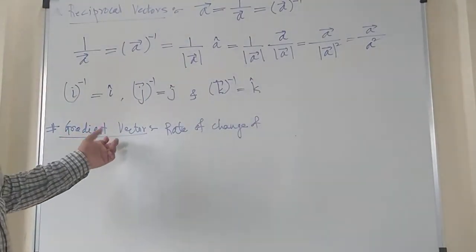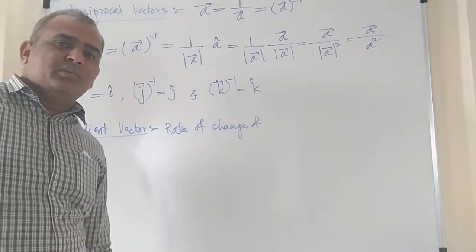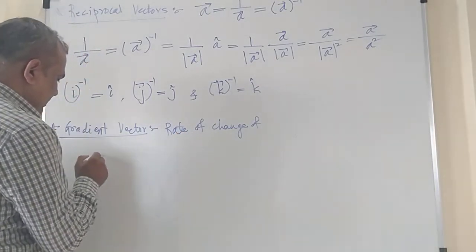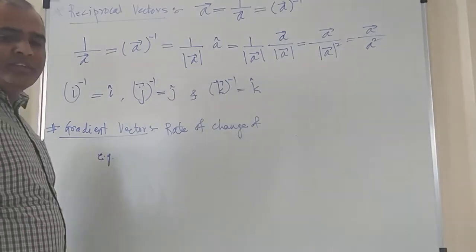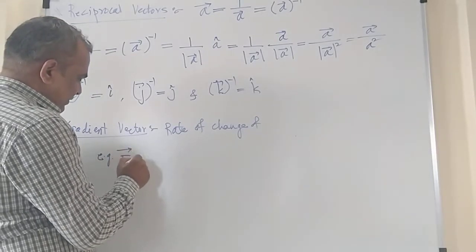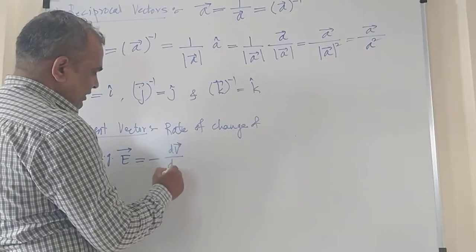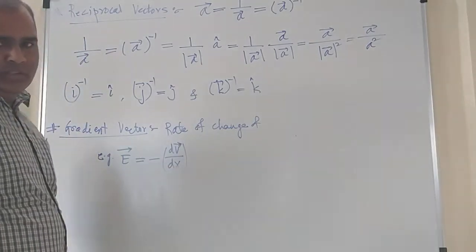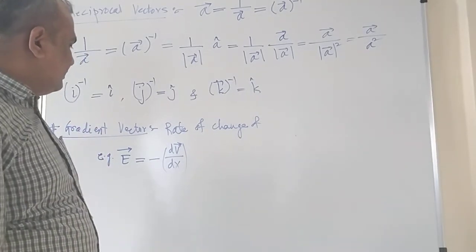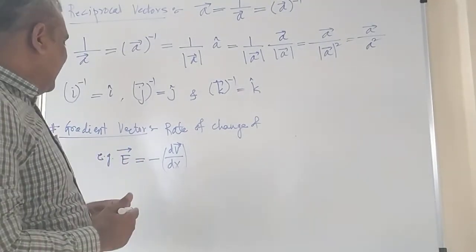And what is meant by gradient vector? The vector which represents the rate of change of one physical quantity with respect to another is called the gradient vector. Now, what is the example of this gradient vector? The simplest example is the electric field vector. E bar is equal to minus dV bar by dx, or you can say dt. That's the variable; you can change those dummy variables. So E bar is equal to minus dV bar by dx.